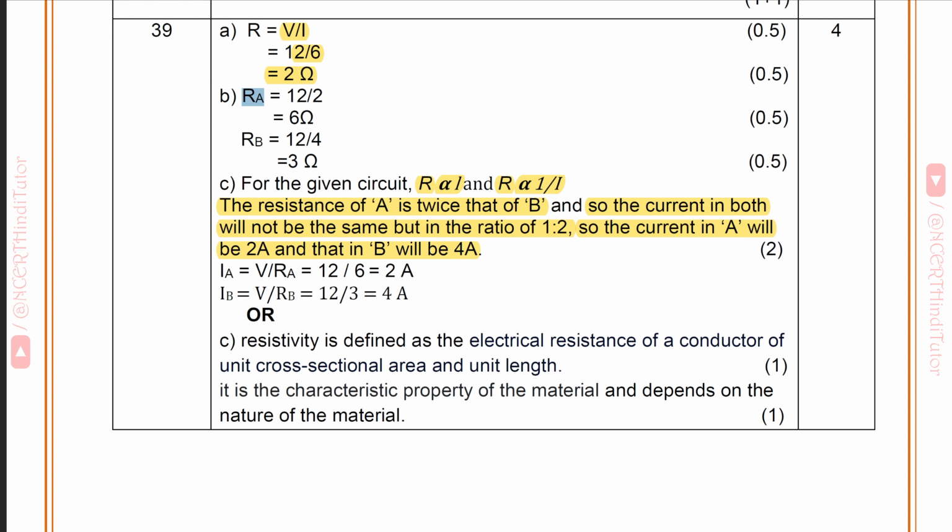To find RA, so we put IA is equal to 2 ampere. So we get RA is equal to 6 ohm. For RB, we know in B we have current is equal to 4 ampere. By putting the values in V upon IB, we get RB is equal to 3 ohm.